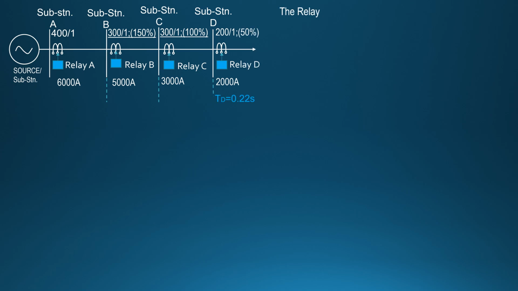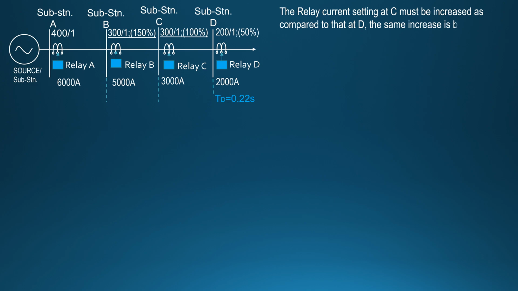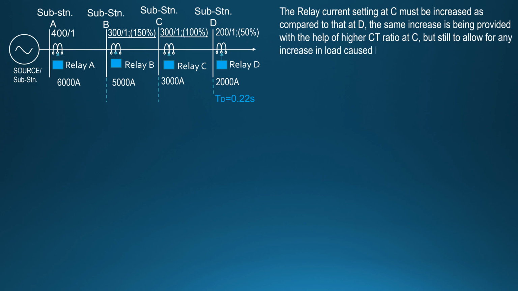The relay current setting at C must be increased as compared to that at D. The same increase is being provided with the help of a higher CT ratio at C. But still, to allow for any increase in load caused by the load at D, the relay setting at C is taken as 100%, that is 1.